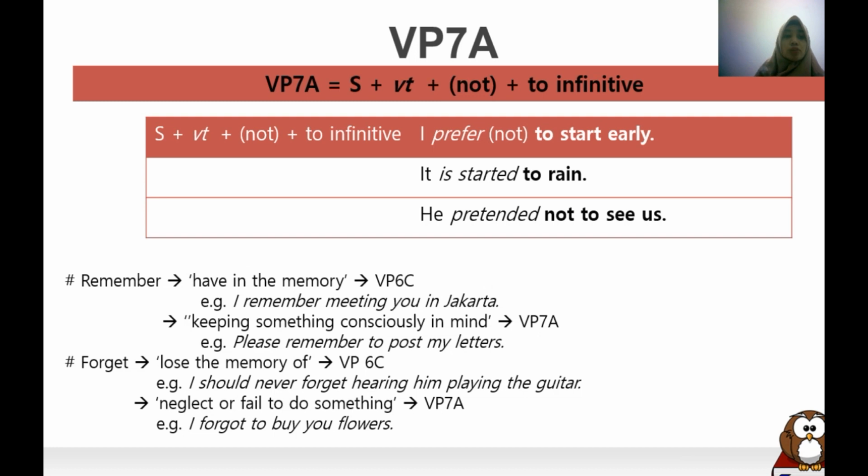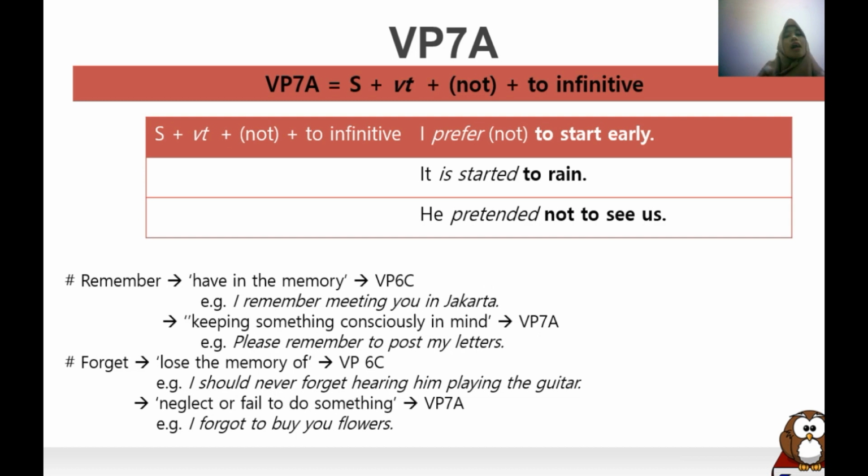The second one, we also have the verb forget in VP6C. What is the difference? When it means to lose the memory of something, then you have to use VP6. Like, I should never forget hearing him playing the guitar. It means that you should not lose the memory of hearing him playing the guitar. But when forget here means to neglect or fail to do something, you have to use VP7A.